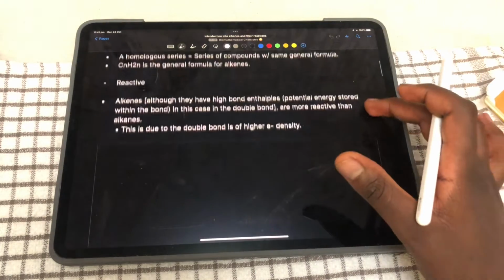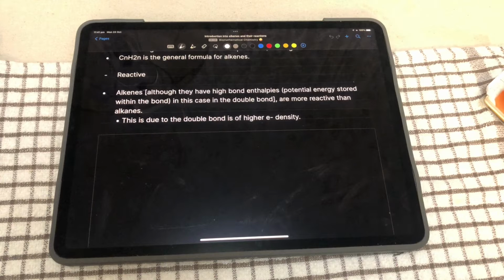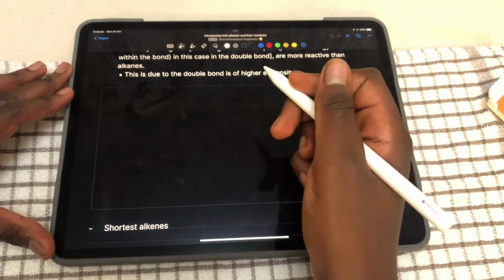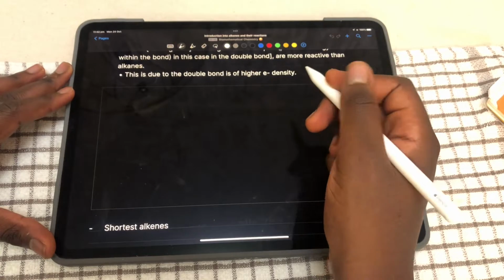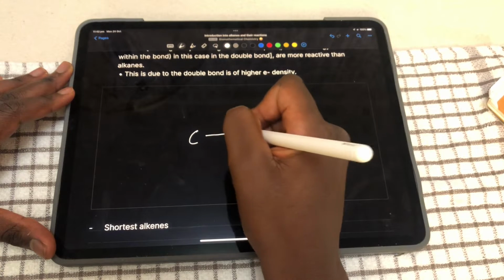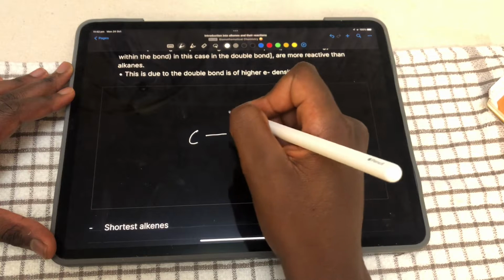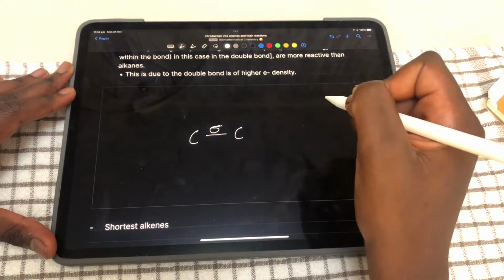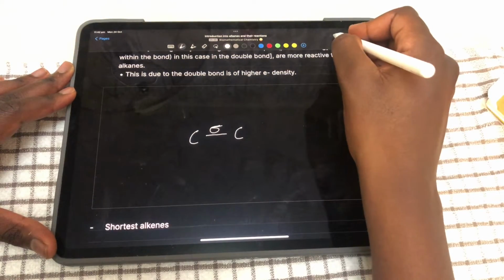So if I just show you this compound here, let's draw it out. Let's say an alkene, ethene, the simplest alkene you could have. I'm going to draw it out in terms of what the double bond represents, so I'm not going to do the displayed formula. You have your carbon-carbon bond here, and this is the sigma bond. You don't need to know these types of bonds specifically, sigma and pi bonds, but knowing of them is useful.